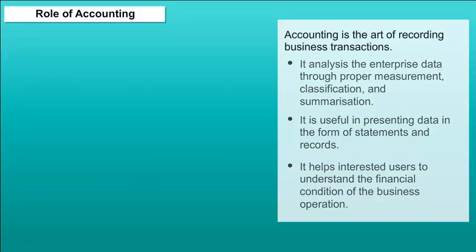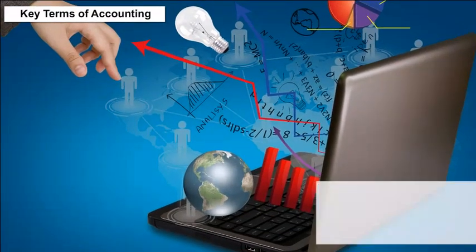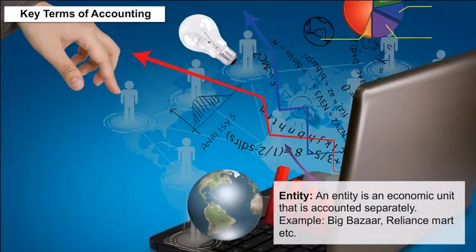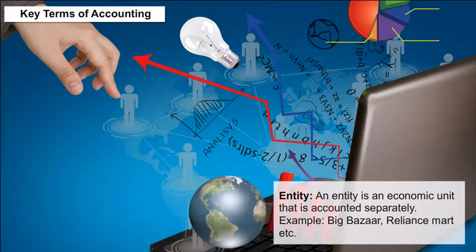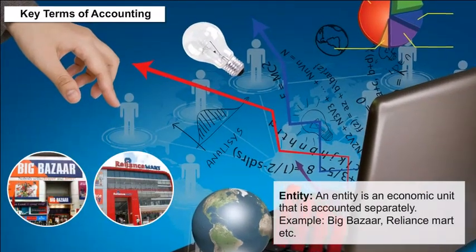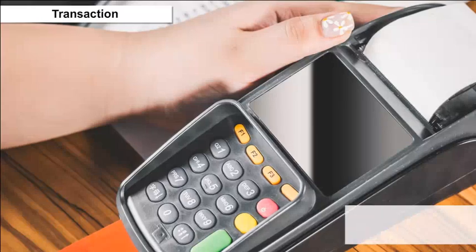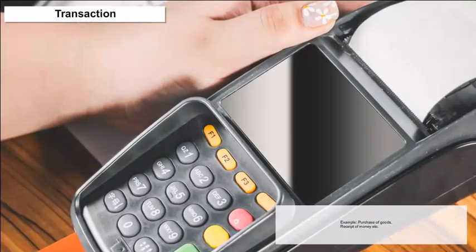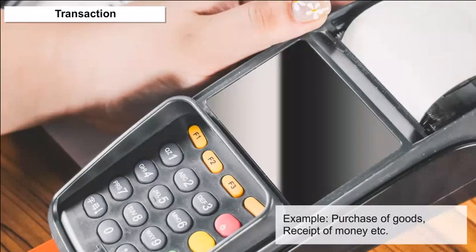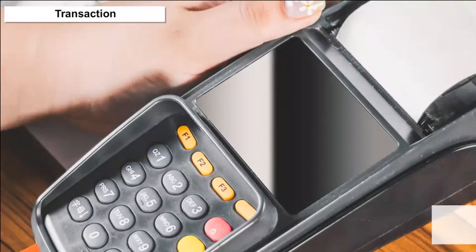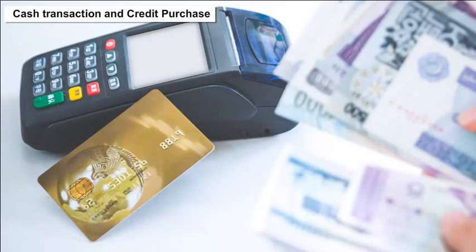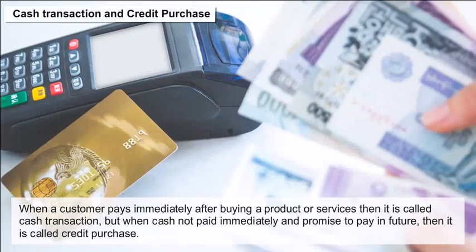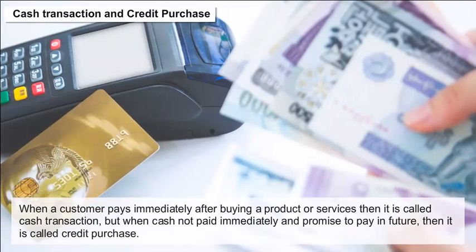Key terms of accounting. Entity. An entity is an economic unit that is accounted separately. Example, Big Bazaar, Reliance Fresh, etc. Transaction. It is a business activity in terms of cash or credit. Example, purchase of goods, receipt of money, etc. Cash transaction and credit purchase. When a customer pays immediately after buying a product or services, then it is called a cash transaction.